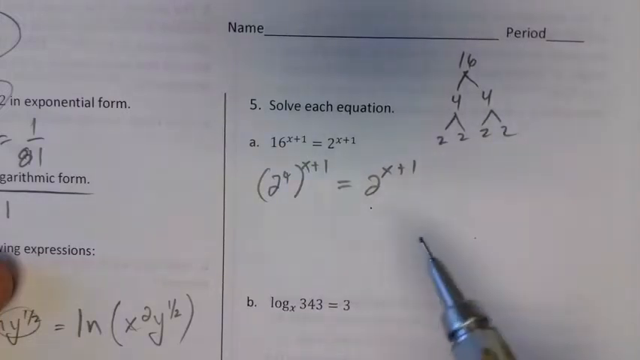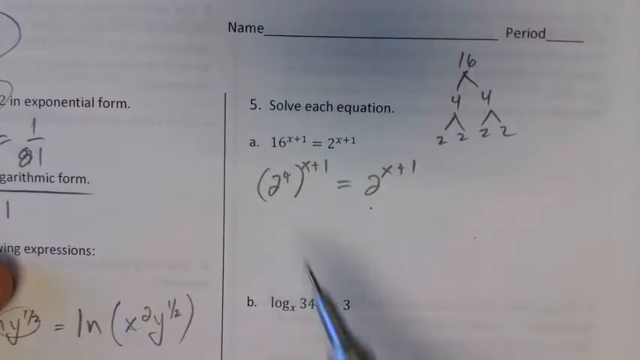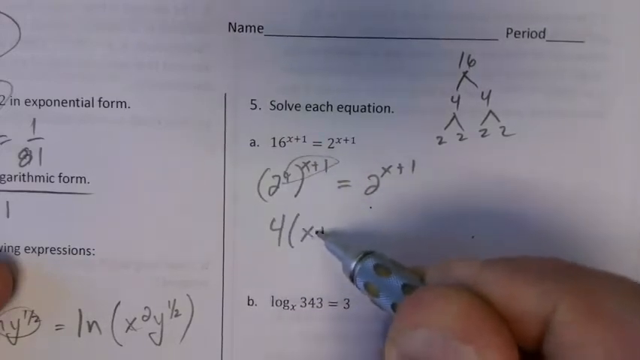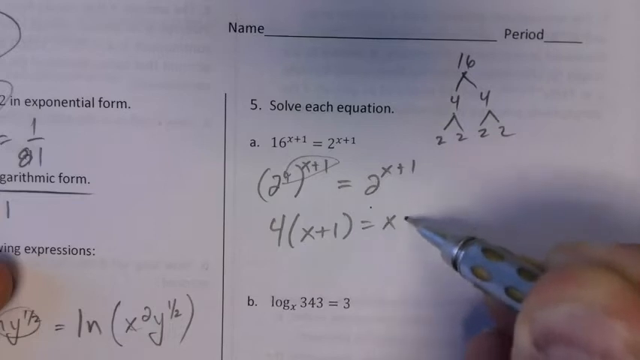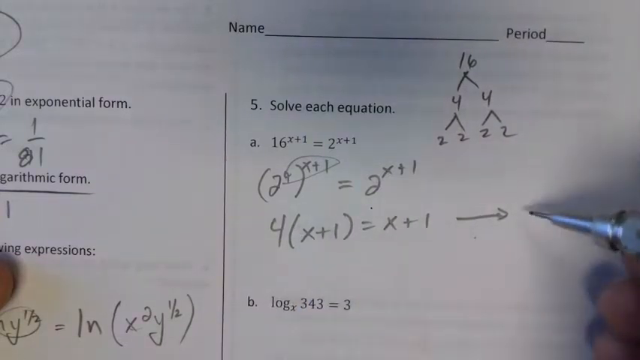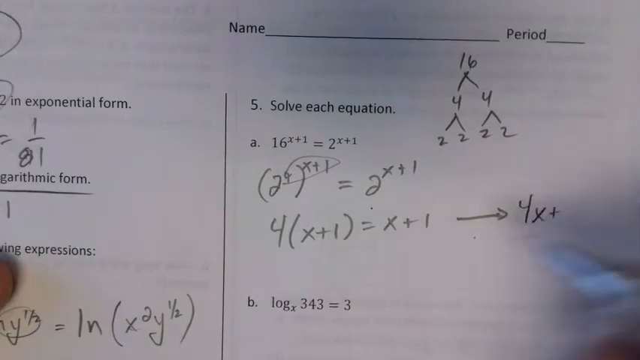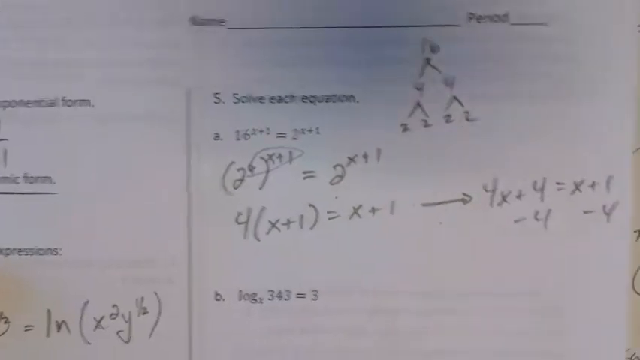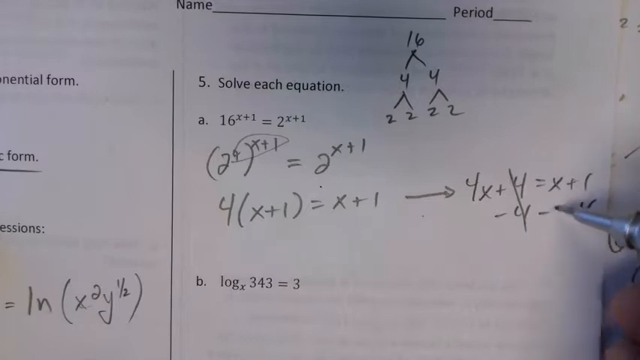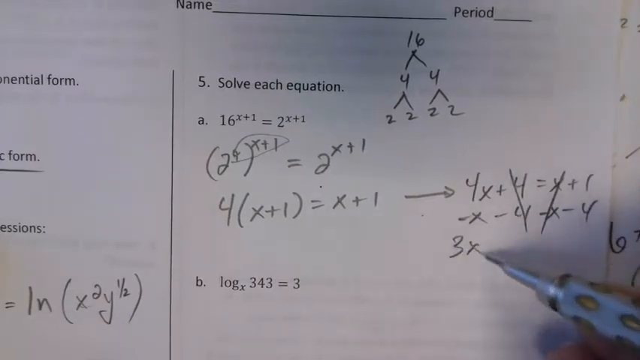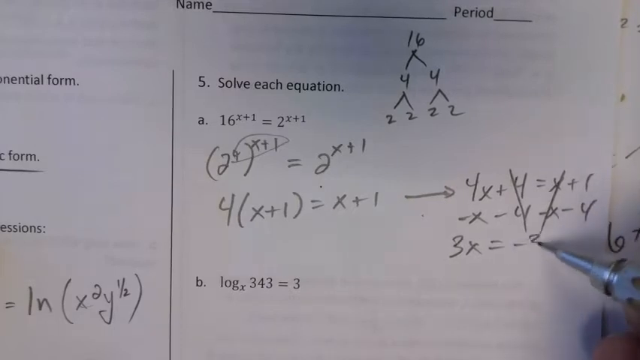Cool. Now, since the bases are the same, I can ignore the base, and all I have is 4 times x plus 1, and I have to multiply those, equals x plus 1. So if I distribute that 4 through there, 4 times x is 4x, plus 4 times 1 is 4, and that equals x plus 1. I'm going to subtract 4 from each side. There we go. And I'll subtract x from each side. That's gone. 4x minus x is 3x, equals 1 minus 4 is negative 3.